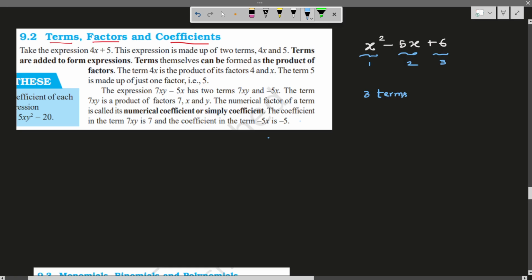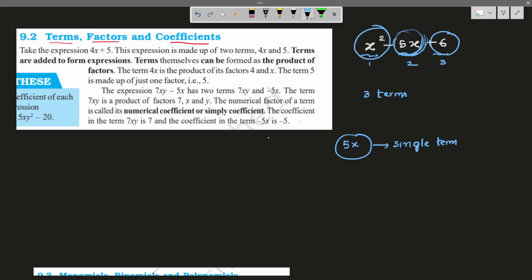Now wait a minute, why can't this be considered as one more term? No, this is a single term. This is a single term, whereas this is also a single term, and this is also a single term. Now I will explain how terms are classified. We should only count terms when they are separated by either a plus or minus symbol. You should make a note of that.